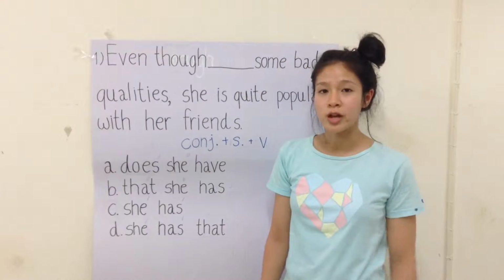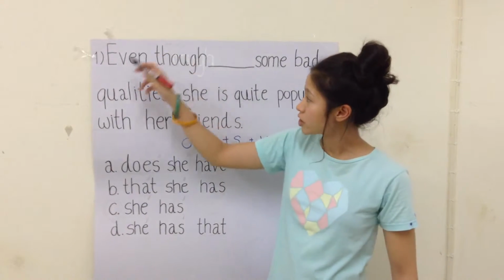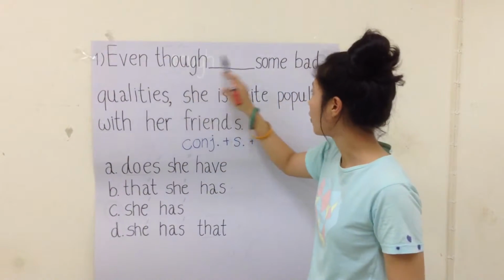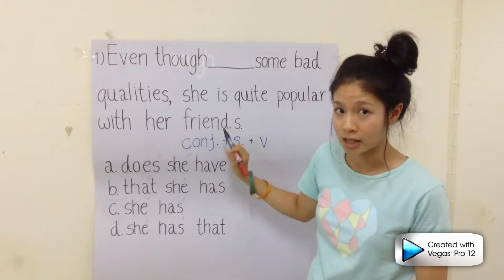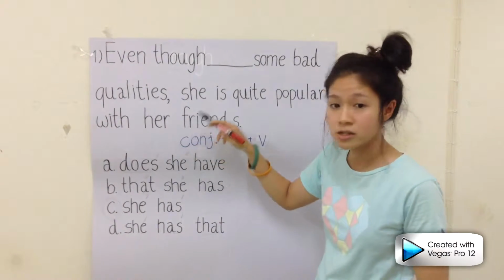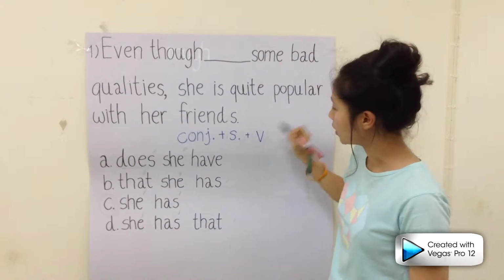I'm Mitika Mundriwa. Today we're going to exercise the adverb clause. Question number 1: Even though blank some bad qualities, she is quite popular with her friends. You have to remember the patterns of adverb clause, that is conjunction, subject, and verb.